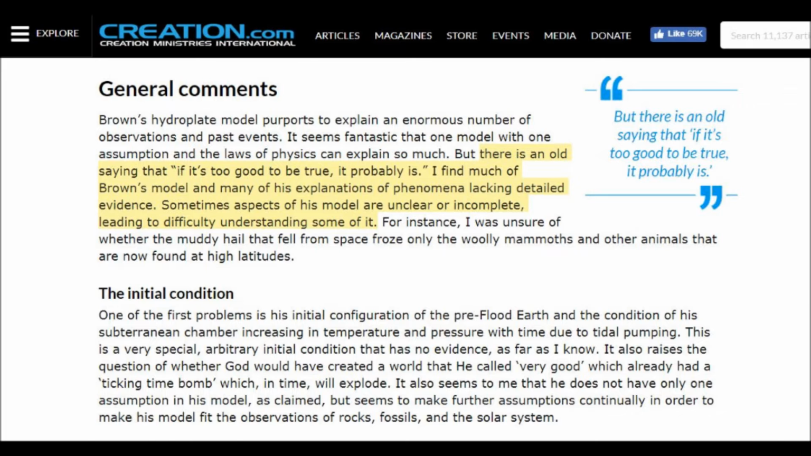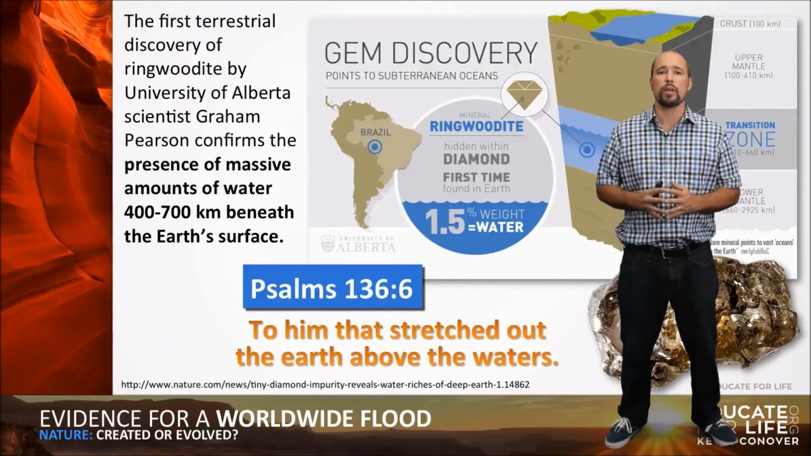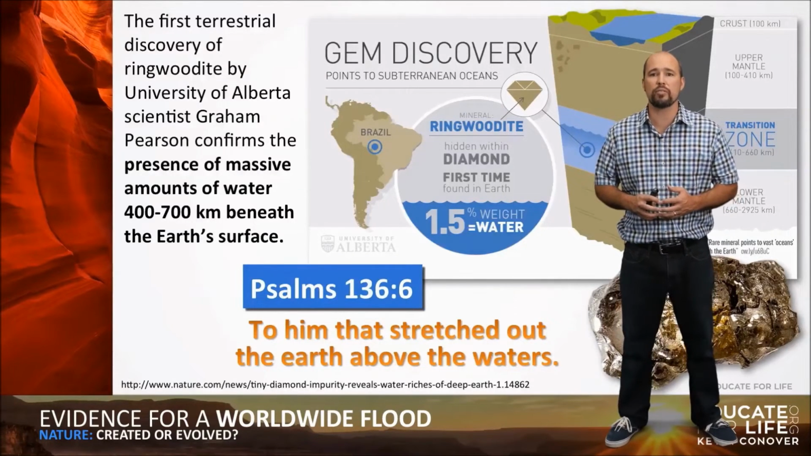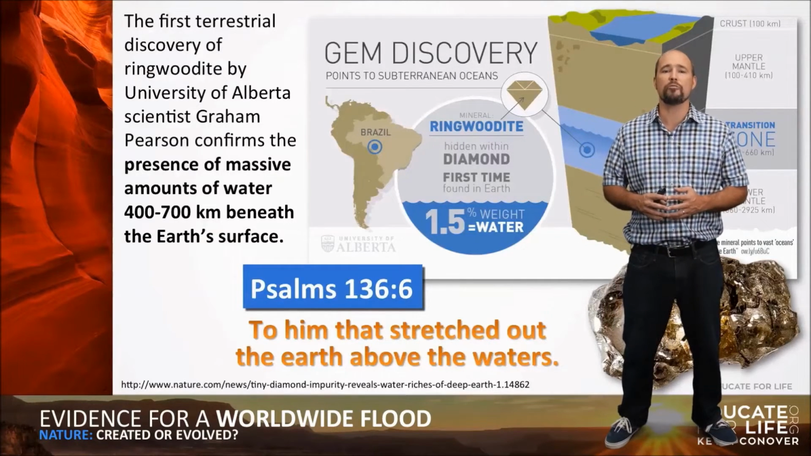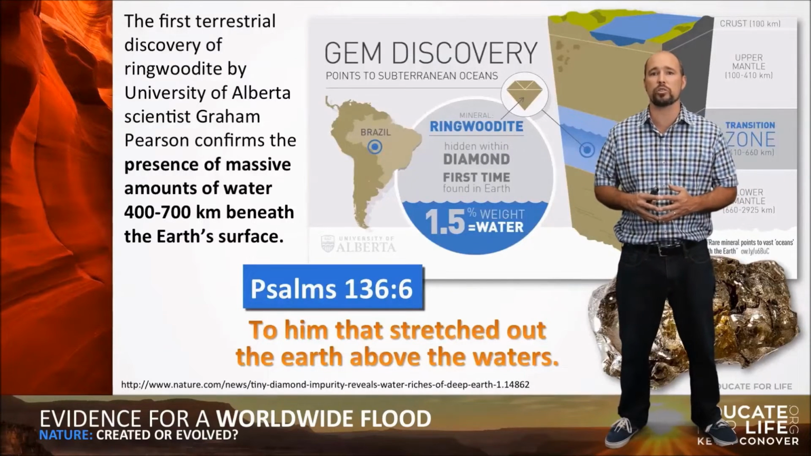Scientists today have discovered something called ringwoodite. The first terrestrial discovery of ringwoodite was by University of Alberta scientist Graham Pearson, which confirmed the presence of massive amounts of water 400 to 700 kilometers beneath the Earth's surface.